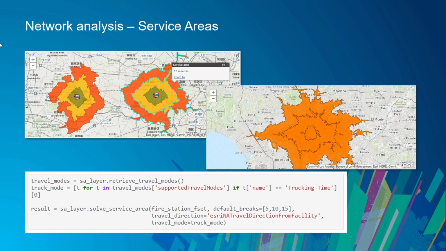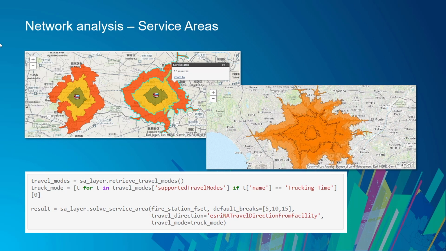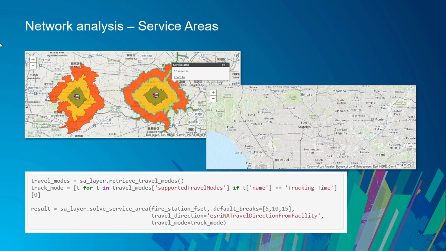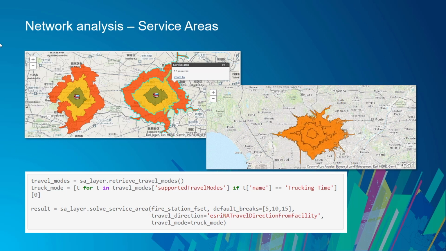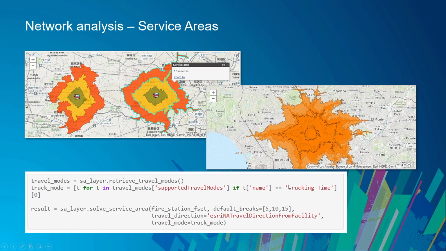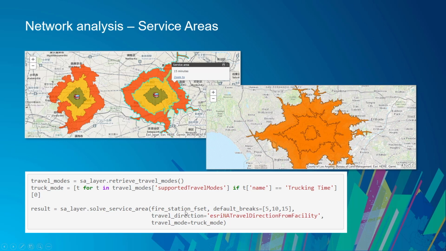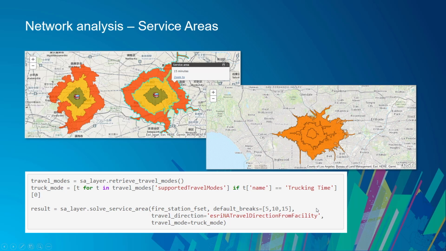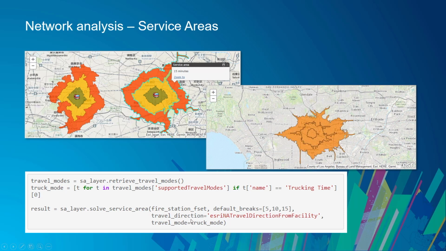So let's say we have our travel mode and we want to travel by truck. So we can go through and pull in our travel modes that are available for the network analyst, and each one can have its own defined set of travel modes. And we're going to pull that in, and we're going to look for trucking time. We can then take our layer and do solve service area, pass in our locations, set the default breaks, which is in minutes, so 5, 10, and 15 in this case, traveling in the direction from the facility.